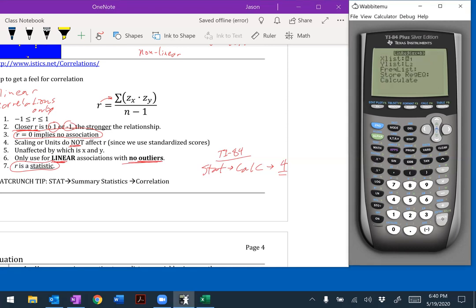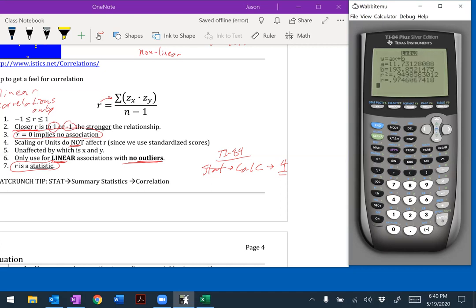Now it's going to ask me, what's your X value? It's L1. And then it asks, what's your Y value? My Y values are in L2. Then we just arrow all the way down. We don't care about the frequency list, and we're going to store this as the regression equation. Great. We're going to hit calculate.